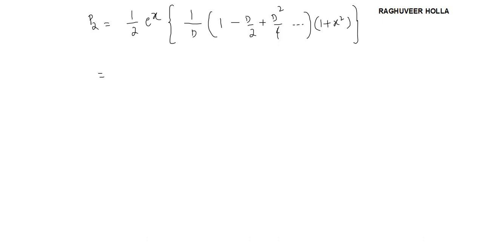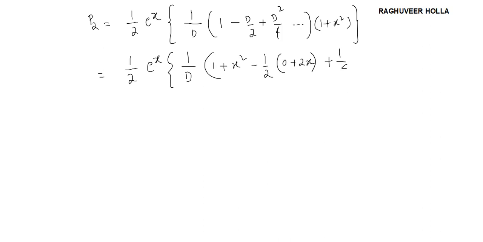So let us multiply this. I have 1 by D, and if I multiply the first term, this is 1 plus x square, and this is minus 1 by 2, multiplied with the differentiation of the first one, it goes to 0 and 2x. Now again multiplied with 1 by 4, and if you differentiate that first time, only 2 will be left here, so close the brackets.